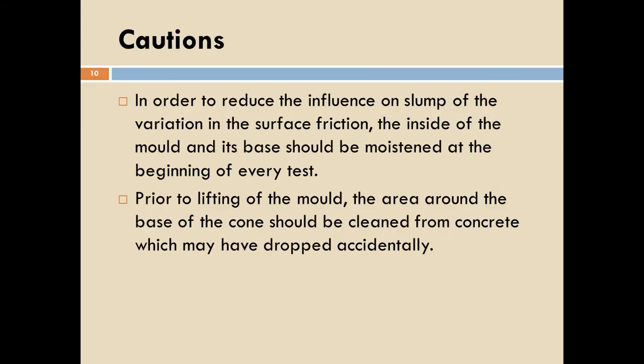What are the precautions to be taken in order to reduce the influence on the slump? As I already told in the procedure, the mold and its base have to be completely lubricated by means of any lubricating agent, so that there is no friction between the cone and the concrete, and the concrete does not adhere to the mold. So we have to make sure that the internal surface of the mold is lubricated. And once the concrete is level, prior to lifting, the surroundings of the mold, that is, the base plate and below the mold, have to be completely cleaned.